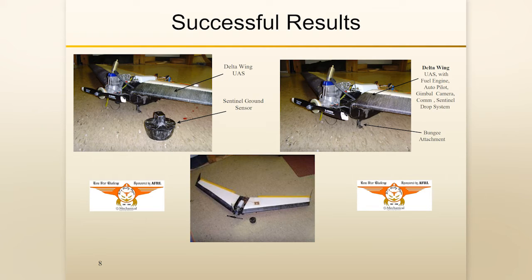What that should lead us to then is a successful design. These slides show the design that the students came up with for their surveillance vehicle. It's a Delta Wing gasoline-powered drone with deployable surveillance modules, the Sentinel ground sensor in the left-hand picture there. And these are prototypes that were built by the students.